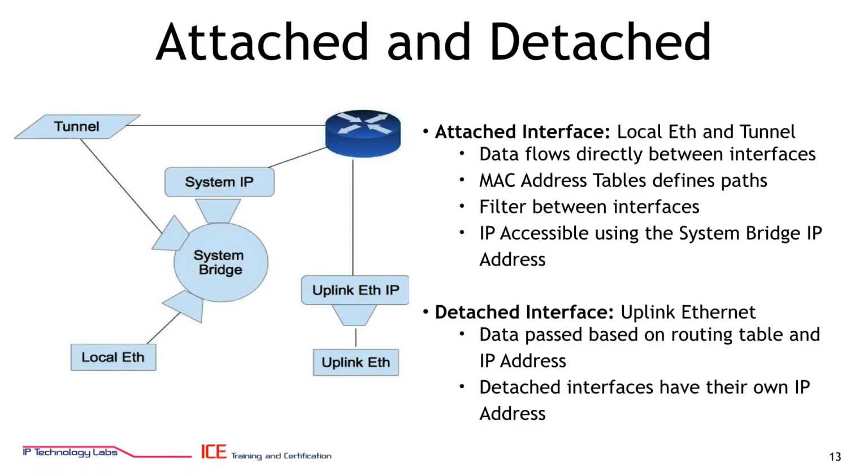So we touched on this a little bit. Any interface that is attached to the system bridge, the data passes as if it's connected to an Ethernet switch. MAC address tables define where that traffic goes. We can filter between those interfaces. Detached interfaces, like the uplink Ethernet interface in this diagram, a detached interface can get its own IP address, and then we can route between any other IP addresses within the device.